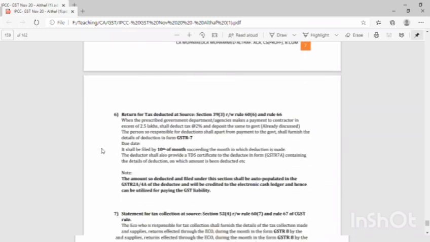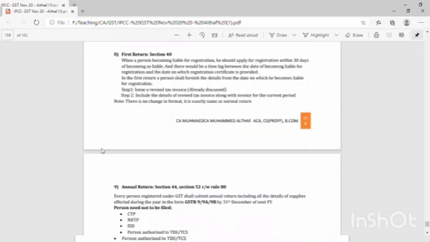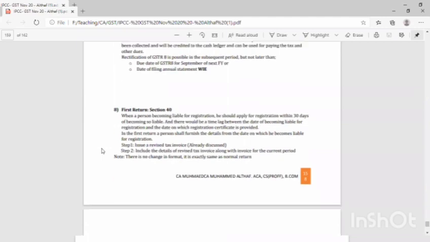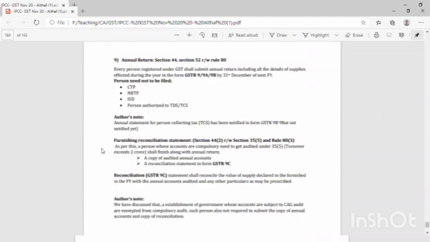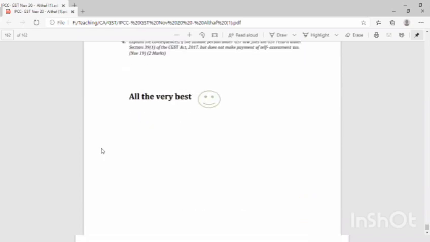I'm just clarifying that, because when I say there is no amendment, you might get confused. There were a lot of amendments for the May attempt. I'm hoping all of you have captured those. Otherwise, if you have my material, I've already updated all those amendments, so you can go through that. There is not much amendment here also. All the very best.